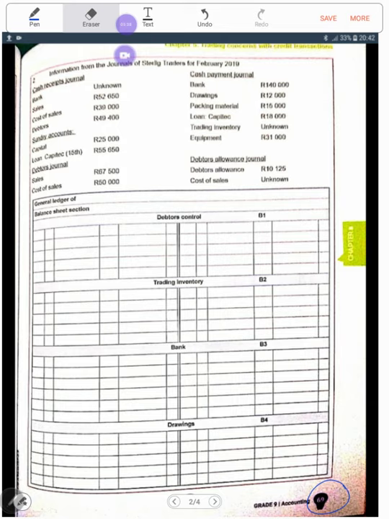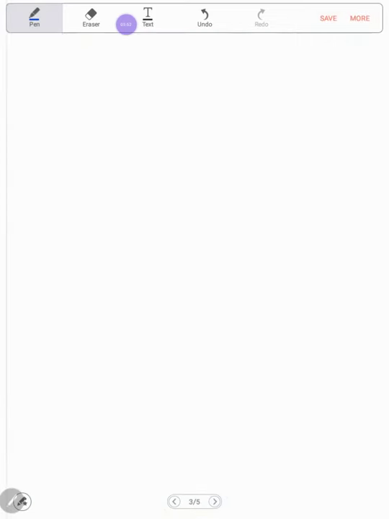Debtors allowances: they give you the debtors allowances amount, but they do not give you the cost of sales. Now remember, cost price equals selling price times 100 over 100 plus markup percentage. Did they give us the markup percentage here? No, they did not.